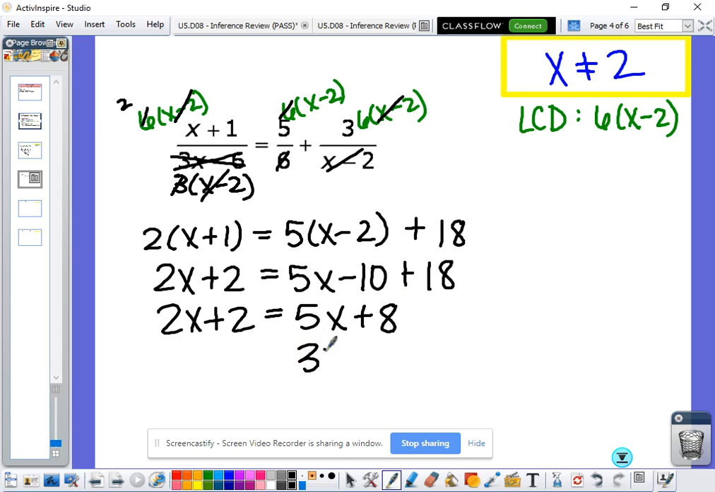Subtract 2x over to the right side, and then let's subtract 8 over to the left side. Divide both sides by 3. X is equal to negative 2. Double check and make sure that negative 2 is not an excluded value. It's not, so our solution is x equals negative 2.